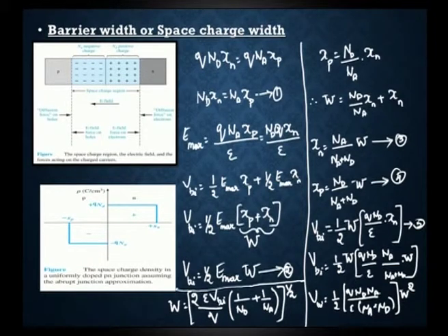Here the barrier width is reciprocal to the dopant concentration. That is the inference from the expression we found. As the concentration increases, the width decreases. It is a reciprocal, so as the dopant concentration or impurity concentration increases, the width decreases.